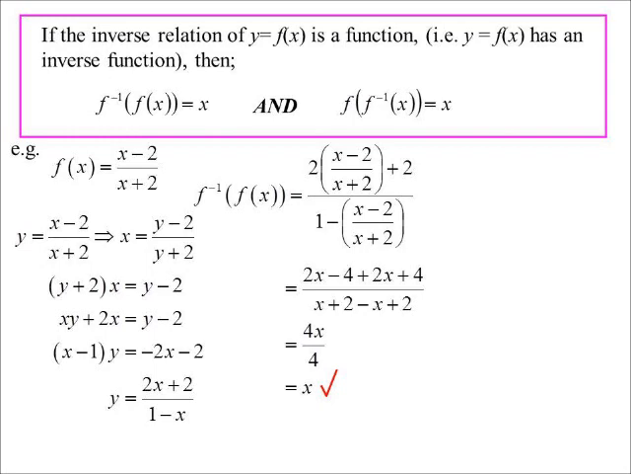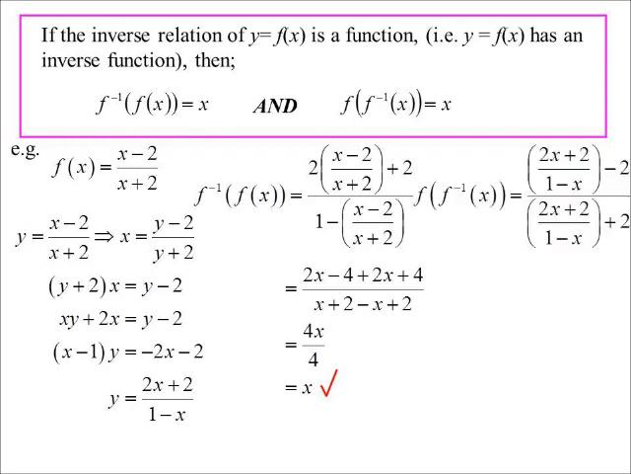And just to prove it works with the other one as well, if I put the inverse into the original function. So this time in the original function, I'm replacing x with 2x plus 2 on 1 minus x. Same idea. Let's get rid of the bottom of the fractions here. So 1 minus x, multiply out, tidy it up, and once again we get 4x on 4 and x. So it works both ways. So there it is. It is an inverse function.